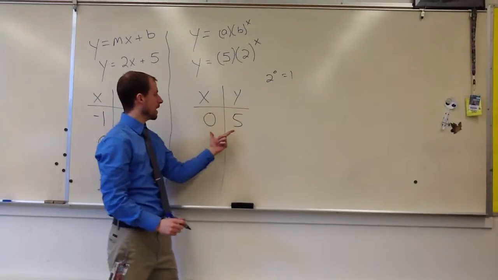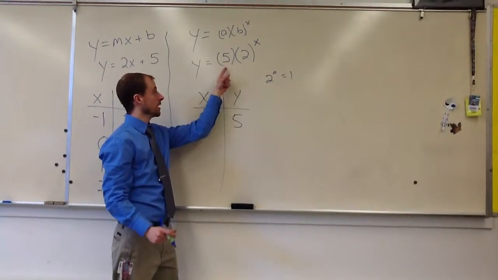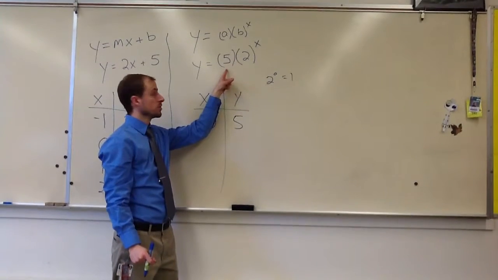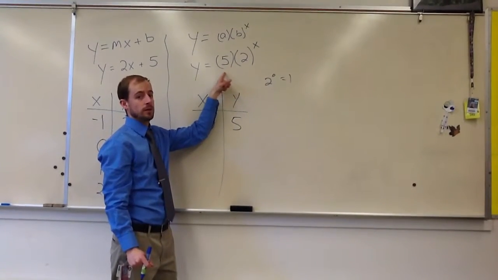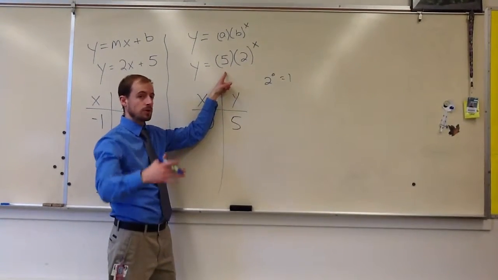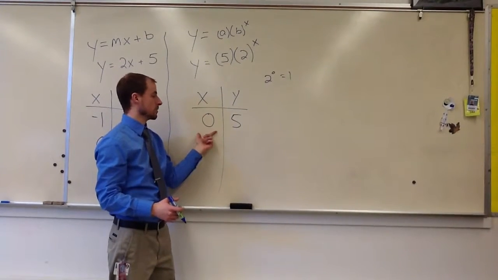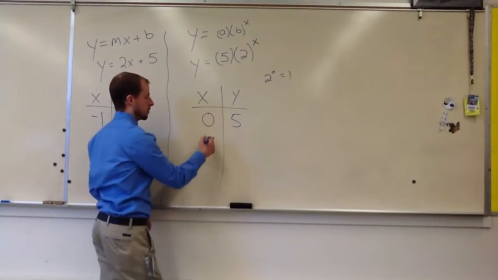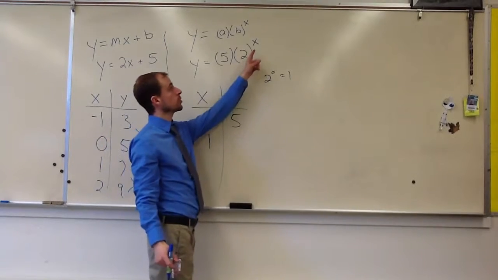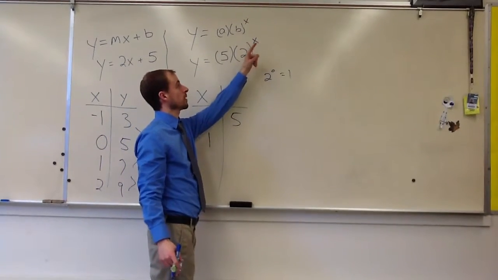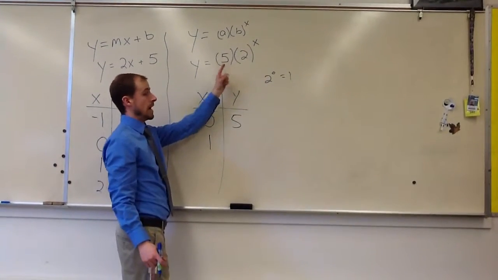So our starting value here is 5, and you'll notice there's the 5 out front. So this is what we're always going to start with in our pattern for our first term, for x equals 0. So then x equals 1. Well, 2 to the first power is 2 times 5 is 10.